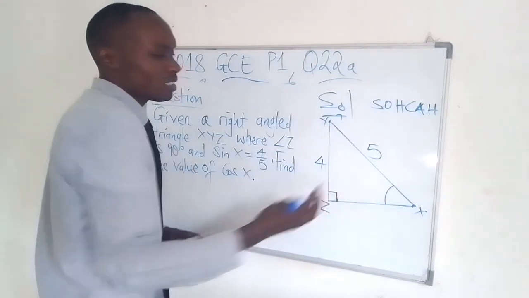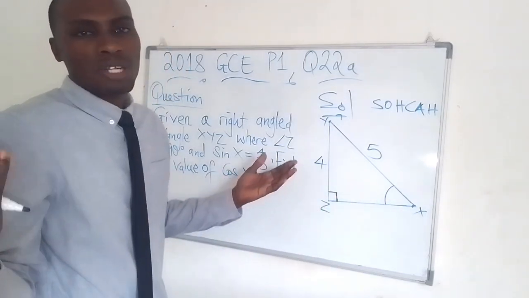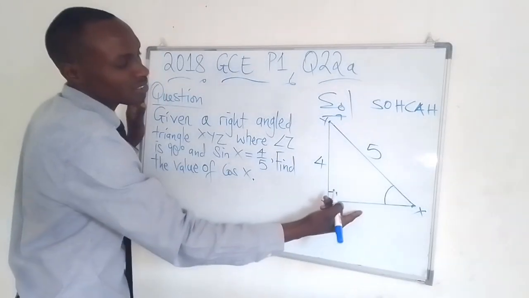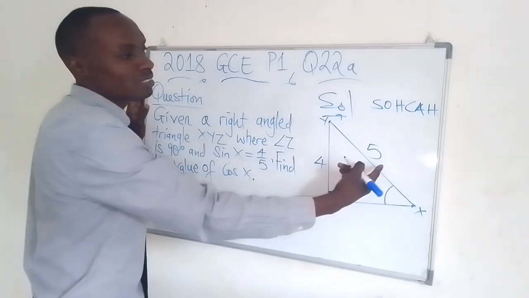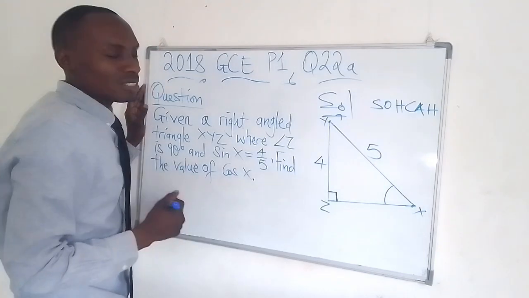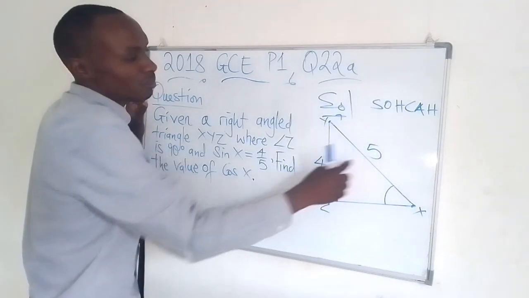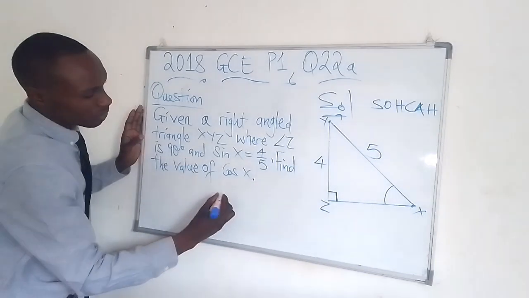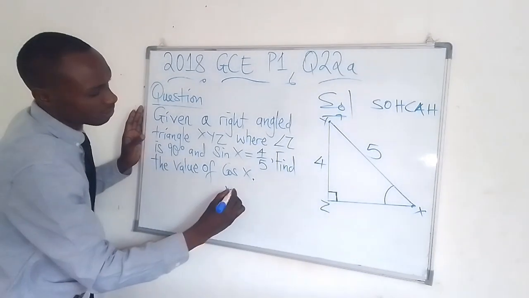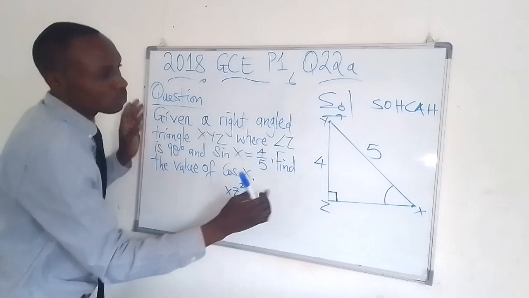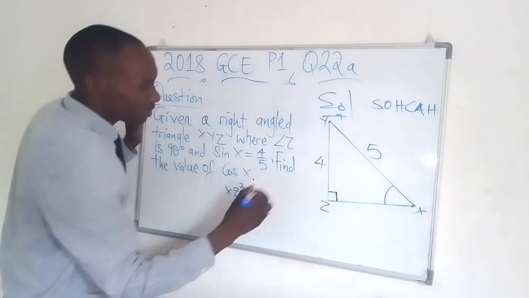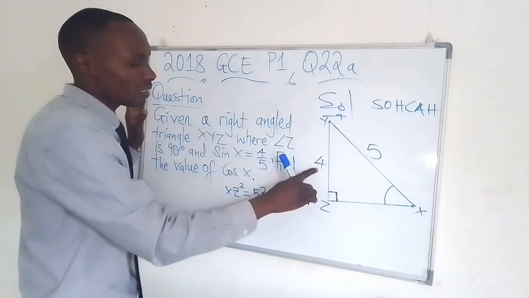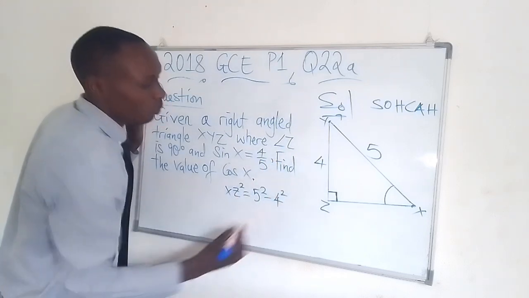So to get XZ, we are going to work with the Pythagoras theorem. In this case, to calculate this adjacent side, when you've got one side and the hypotenuse, what we're just going to do is subtract the squares of these two. So this will be done as follows: XZ square is equal to the square of the hypotenuse, which is 5 square, take away the square of this other side, which is 4 square.